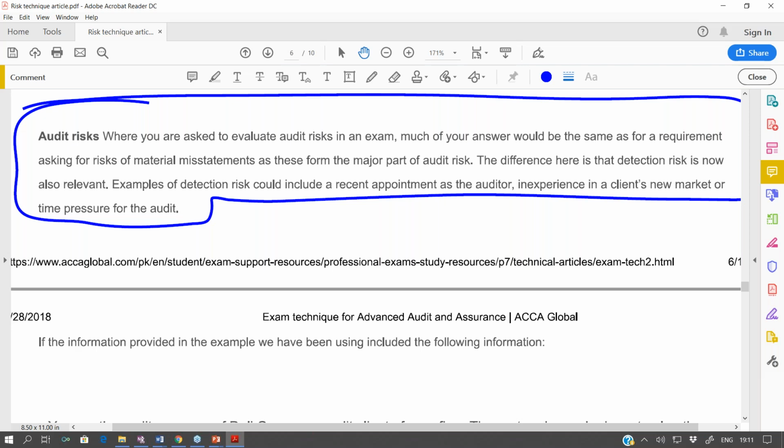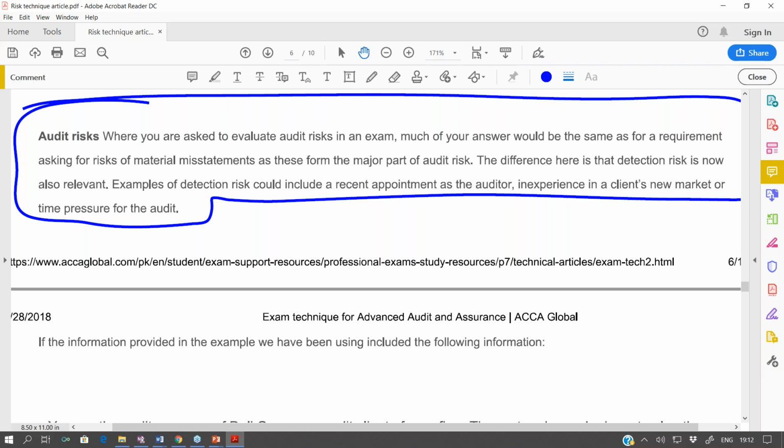Look at the paragraph in front of your screen. It says audit risk, where you are asked to evaluate audit risk in an exam. Is that a potential question for September 19 exams, where you are asked to evaluate audit risk in an exam? That's what we're practicing, right?